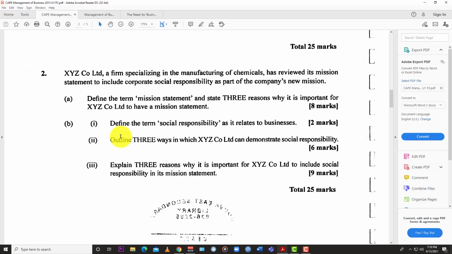Another reason why it is important for them to include social responsibility in the mission statement is because of the effect it would have on society as a whole and also its employees, right? Because when you see a mission statement and it includes something that's socially acceptable, something that's socially positive, it's going to give the workers a sense of pride, a sense of ownership, a sense of being glad to work for that company.